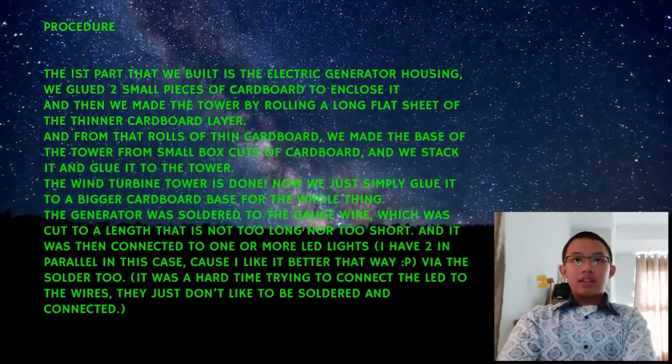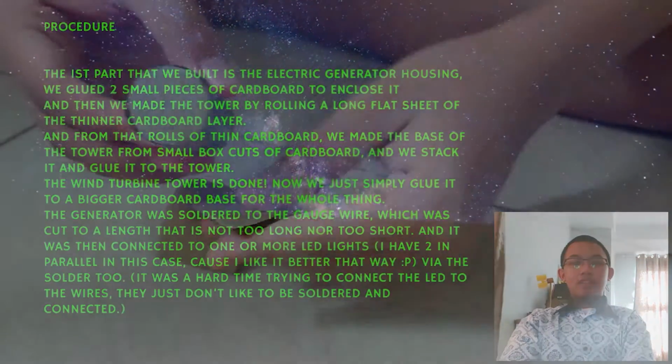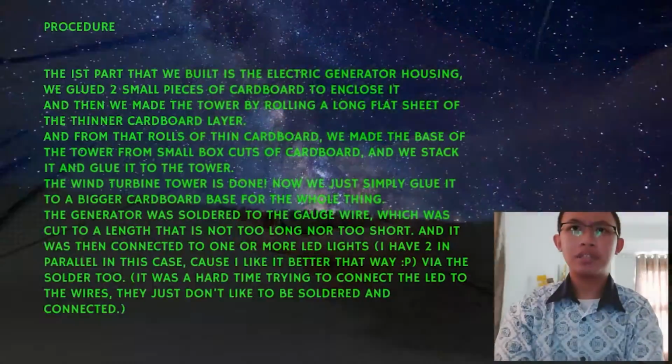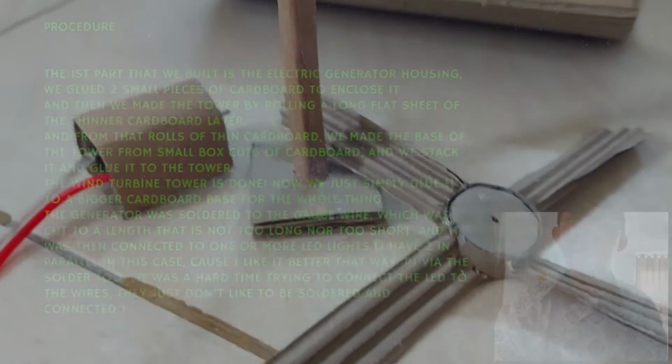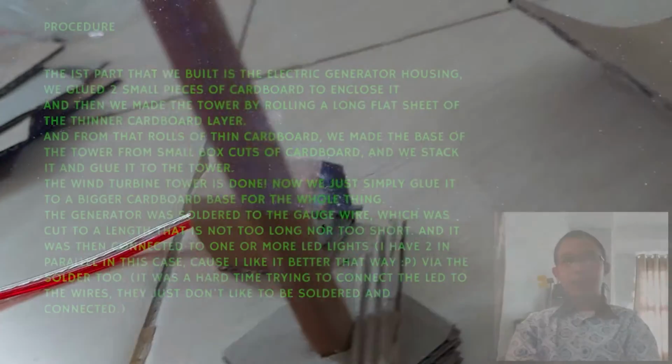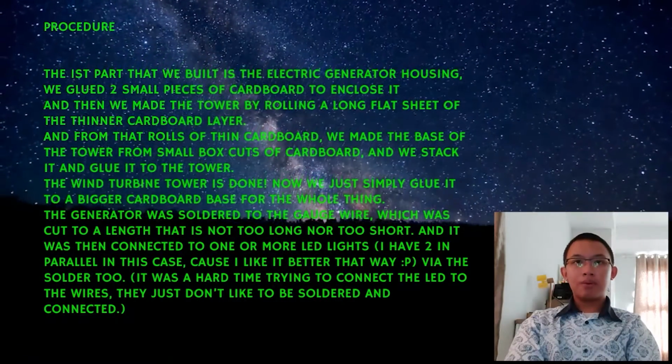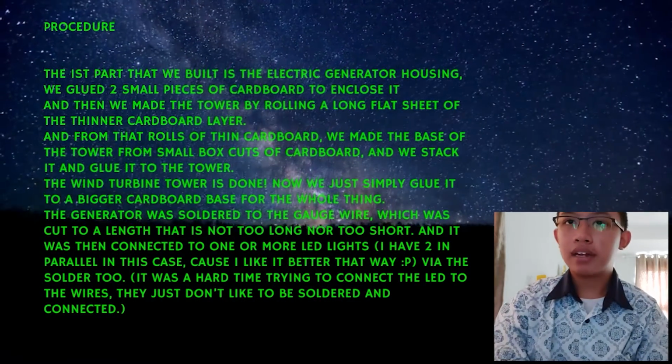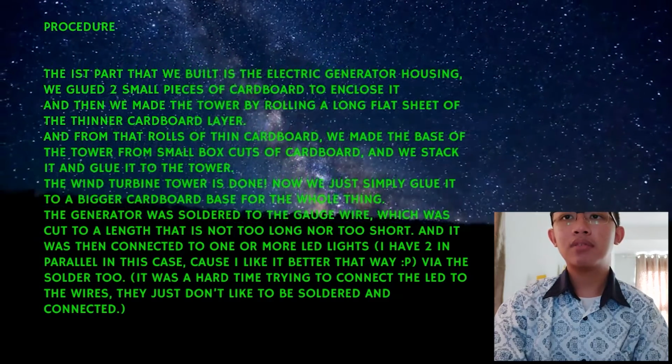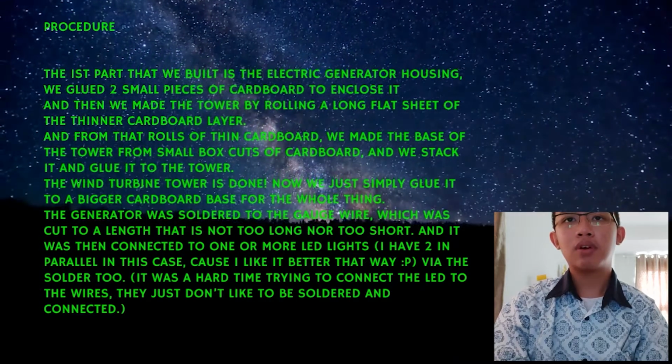The procedure: the first part that we built is the electric generator housing. We glued 2 small pieces of cardboard to enclose it, and then we made the tower by rolling a long flat sheet of the thinner cardboard layer. And from that roll of thin cardboard, we made the base of the tower from small box cuts of cardboard, and we stack and glue them to the tower. The wind turbine tower is done. Now we just simply glue it to a bigger cardboard base for the whole thing.